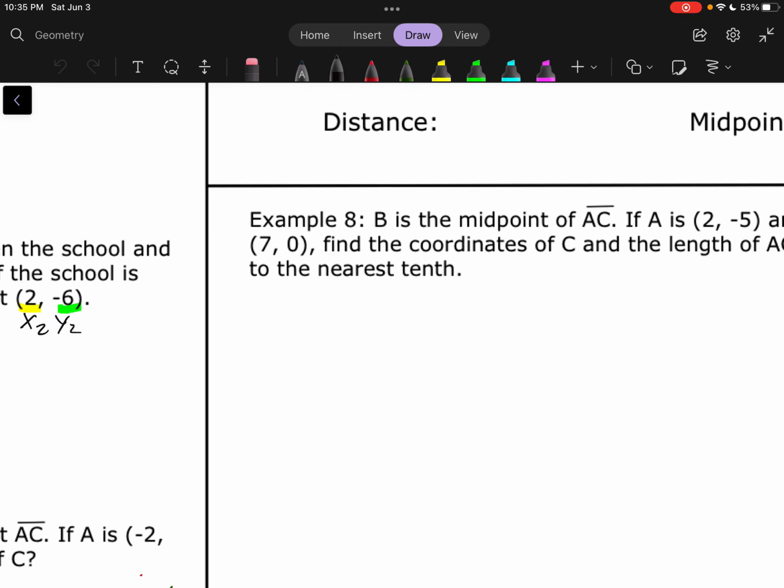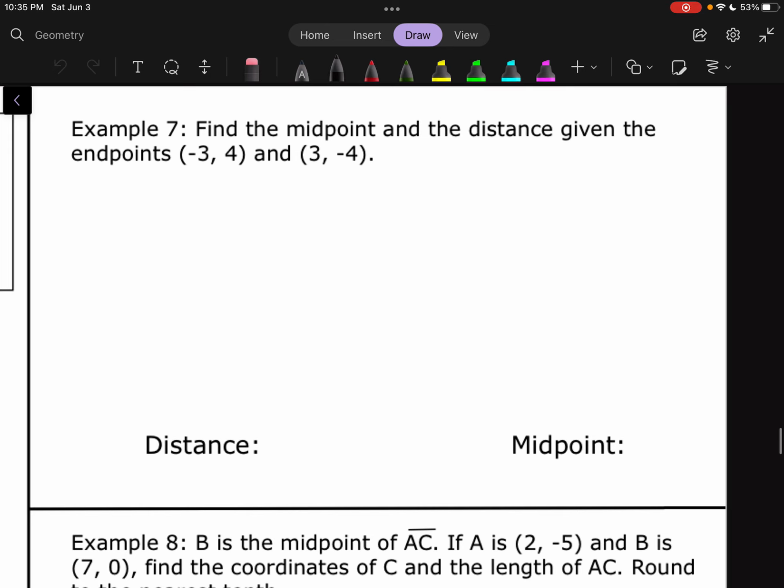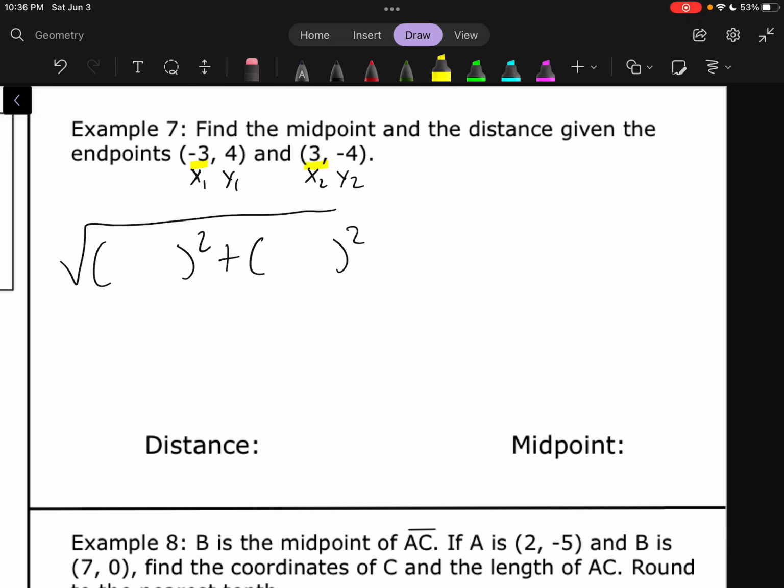Okay, what do we have here? Find the midpoint and the distance given the endpoints. Okay. Now, this doesn't say anything about simplest radical form or rounding, so I think that's probably a good sign that we're going to get a nice answer. But let's go ahead and do the distance first, I suppose. So for both of these, this will be x1, y1, x2, y2. Let me set up my distance formula. And let's do x2 minus x1.